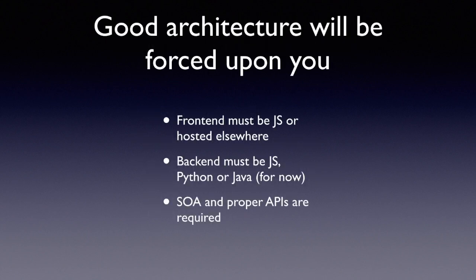The nice thing about Lambda is that a good architecture is going to be forced upon you. If you want to be truly serverless, your front end has to be hosted somewhere and be basically JavaScript. Your back end has to be one of these other languages. But SOA and proper APIs are necessary because that's the only way your functions are going to be able to talk to each other.